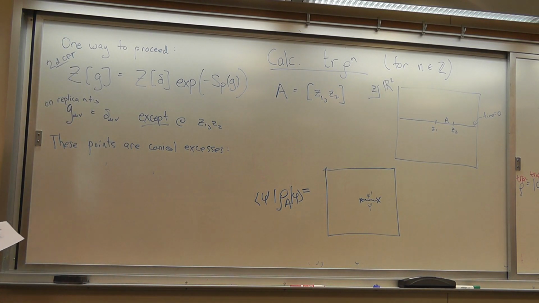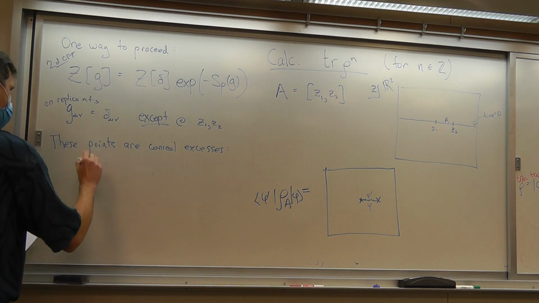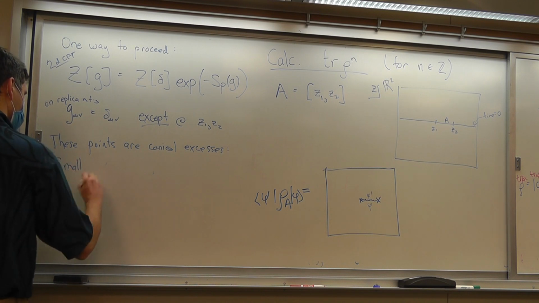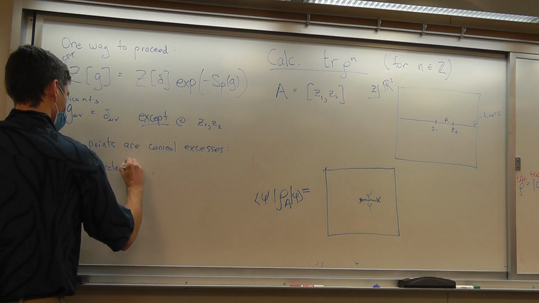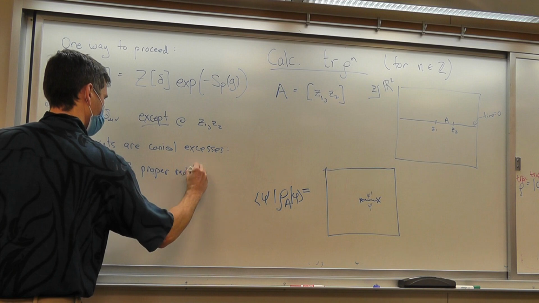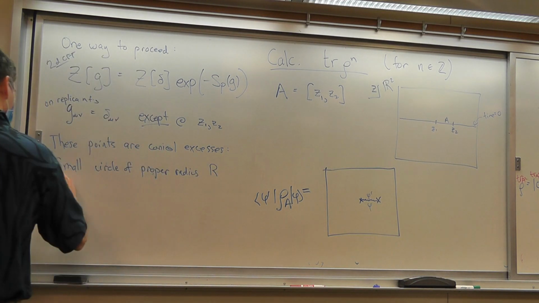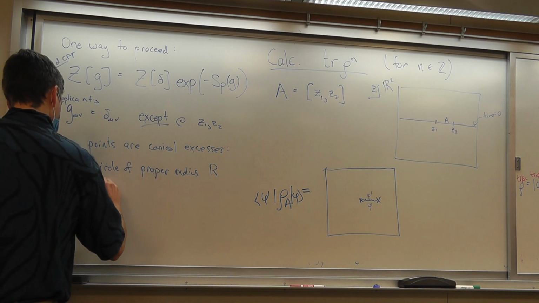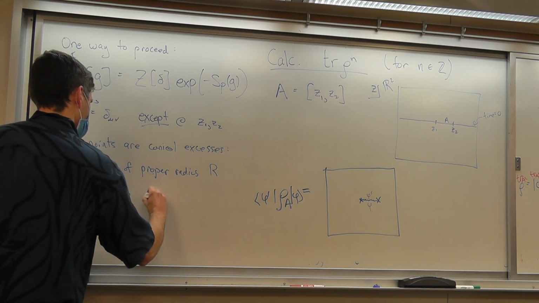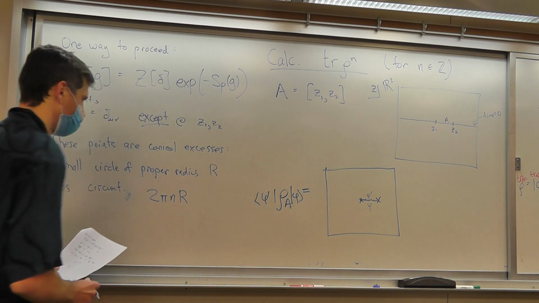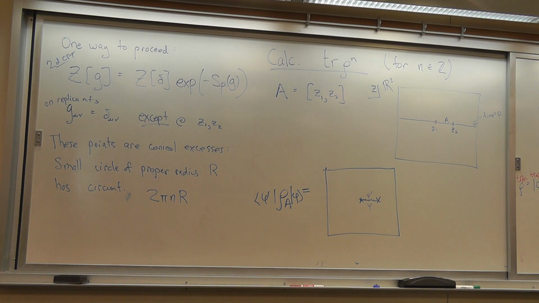So a conical excess just means the following. A small circle of proper radius r has circumference 2 pi n r, where n is bigger than 1. That's what makes it a conical excess.